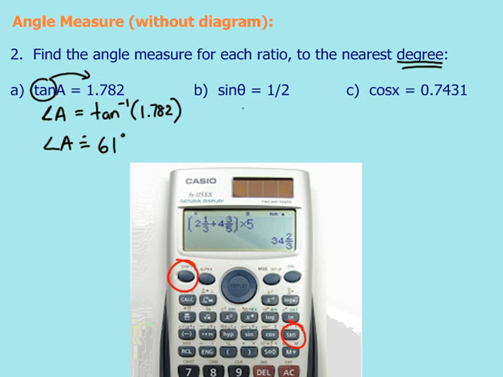Again, I want theta by itself. So I'm going to bring sine over to the other side. And I'm going to write the inverse of sine and then the 1/2. Okay, so we're going to press shift and then we're going to press sine and then 1/2, or 1 divided by 2. You might have to close the bracket.